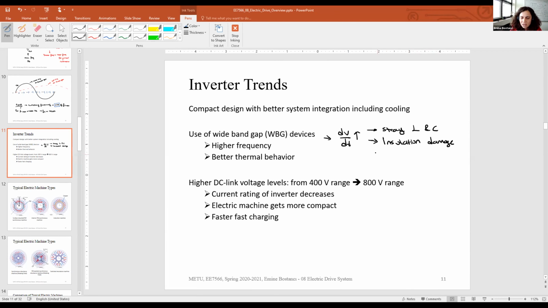Actually, it is good to have wide bandgap devices because it will allow us to go to the higher frequencies, and it will allow us to make a system smaller. But on the other hand, we need to also make sure that this dV/dt is not causing some waves and electromagnetic interference in our system.